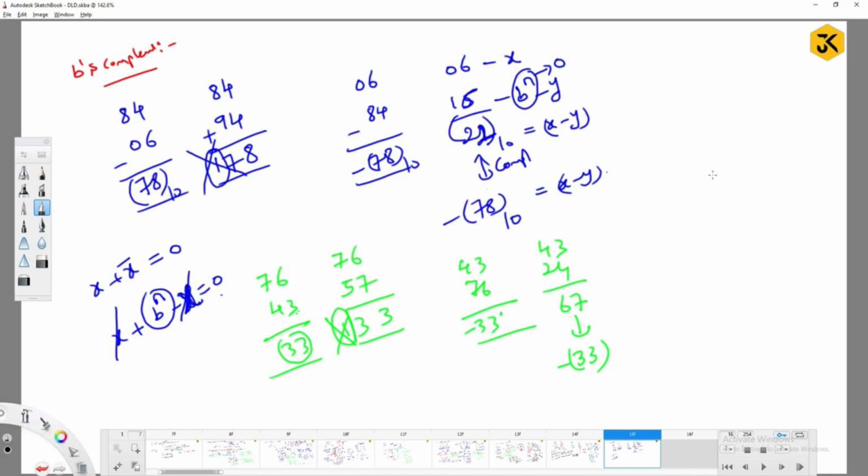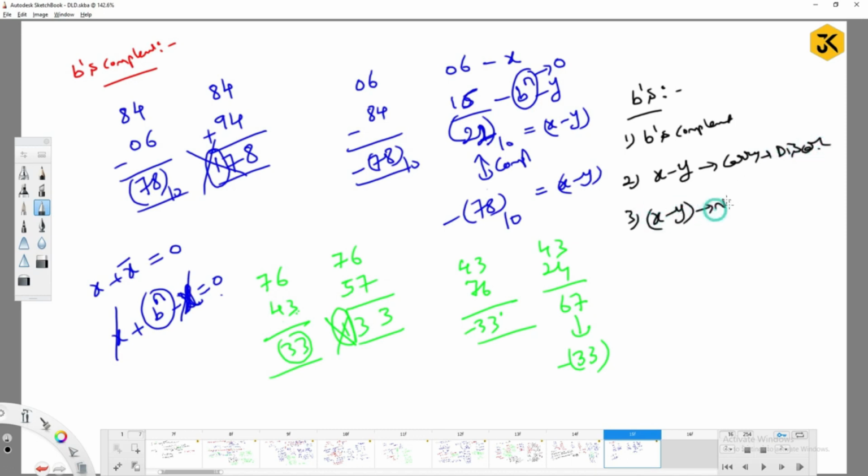If it is in B's complement, when you perform subtraction, first find the B's complement of the number being subtracted. After that, if the result generates a carry, just discard the carry. That is the second step. If there is no carry, you have to find its complement and then add the sign. This is the final result. This is the way you can perform subtraction in any kind of number system.